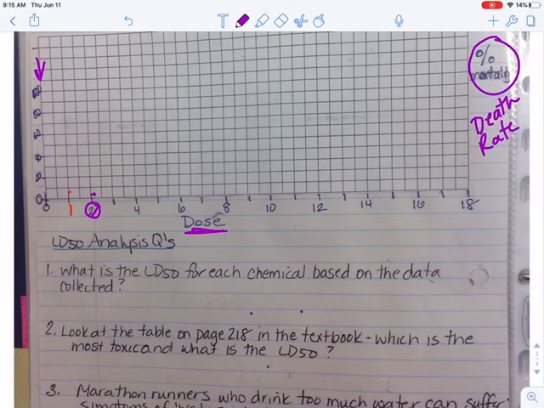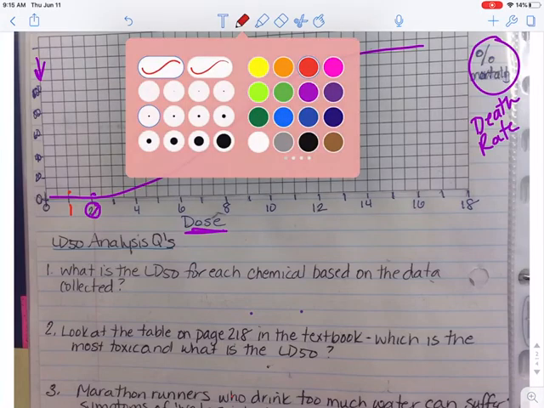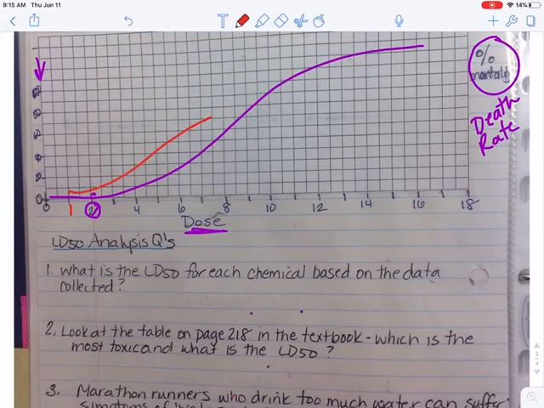Now, what you're going to end up seeing when you plot this is you're going to have 2 graphs. And the graphs are going to look a little something like this. Now, don't just draw them like I am because I'm just freehanding it. So your graphs will look something similar to this. Oh, except I went above 100%, but whatever.